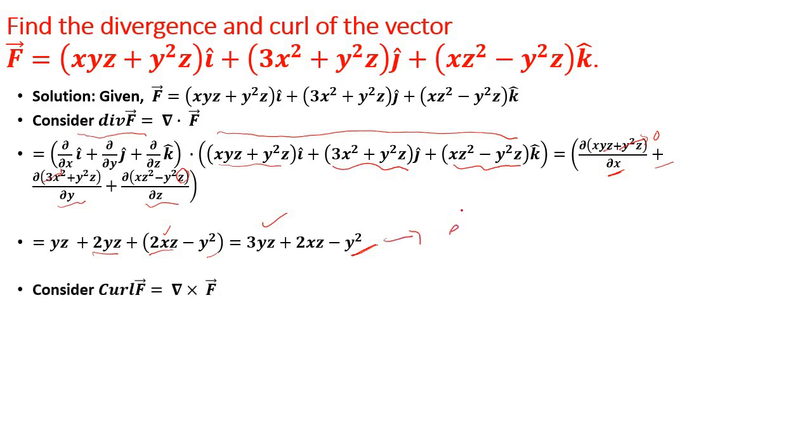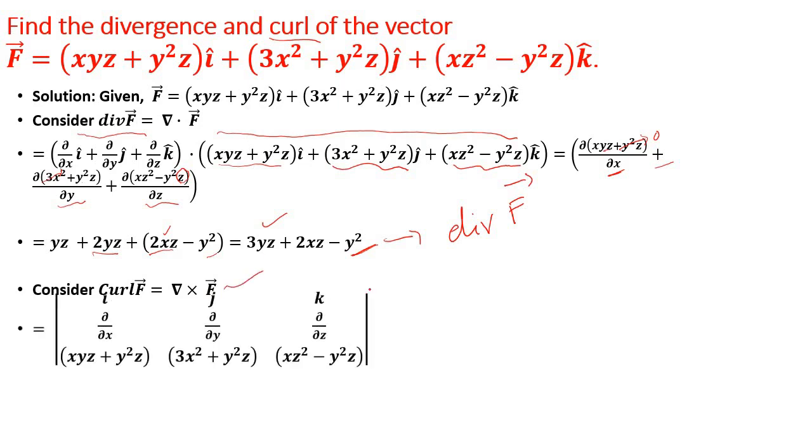This is my divergence of a vector. Now I want to find curl of a vector. What is the curl of a vector? Del cross f. How to define that? A determinant. First row is i j k, second row is a partial derivative coefficient, and the third row, first is the i coefficient in a given vector f, and then j coefficient, and then k coefficient.